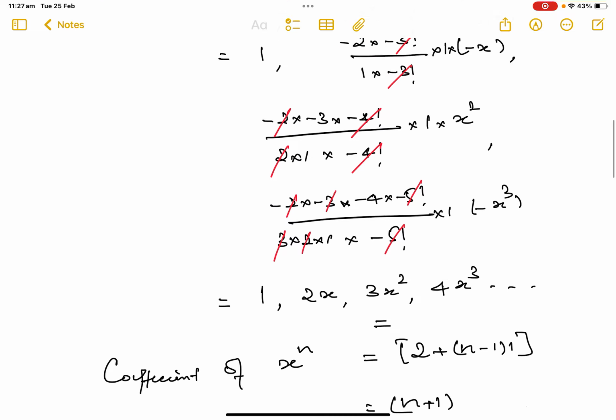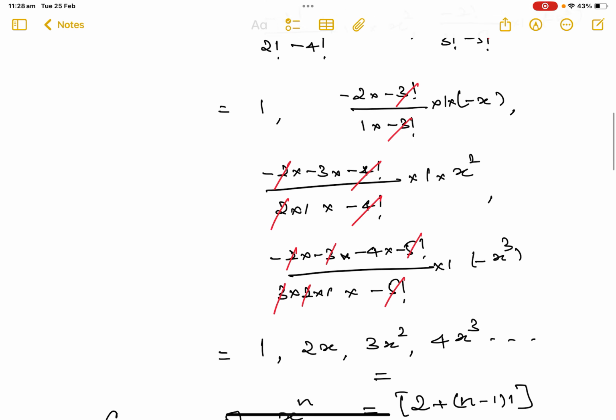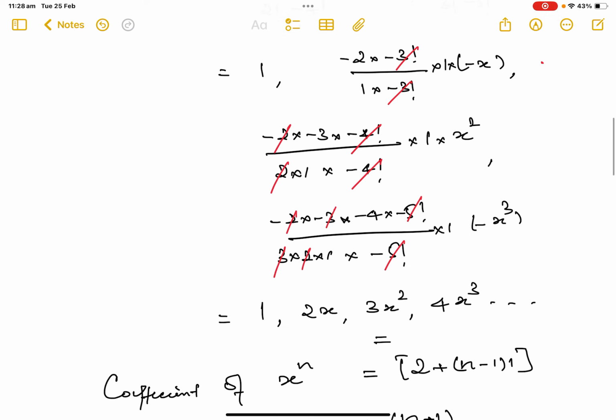Okay, so let's simplify from the first one. The first term is 1. The second term, if you simplify it, we have -2. Then there's a minus in front of x, so minus times minus is plus, so 2x. And the third term here, the 2s cancel out, -4 factorial already cancelled out. So what we have, -1 times -3 is +3, anything left? No, so +3x squared.